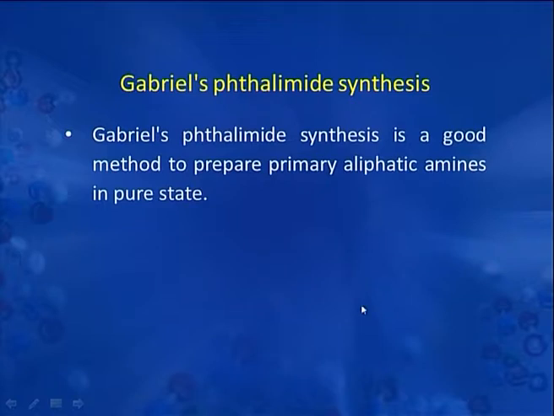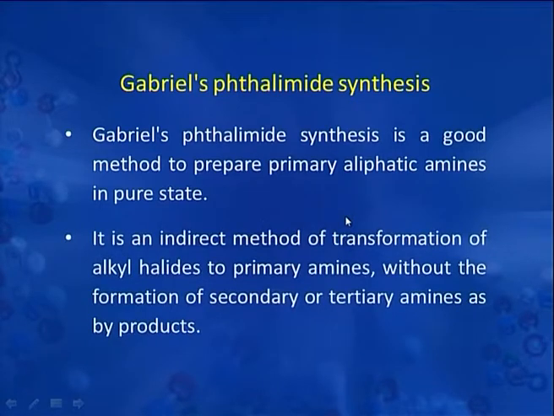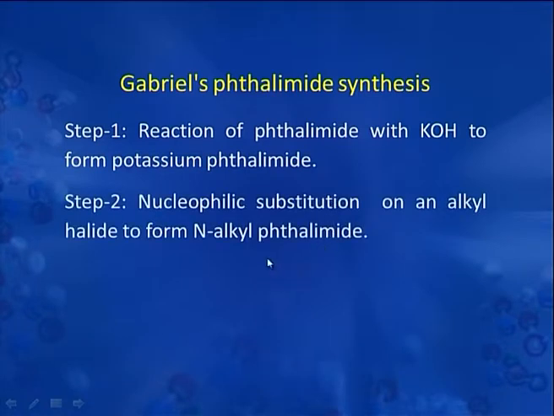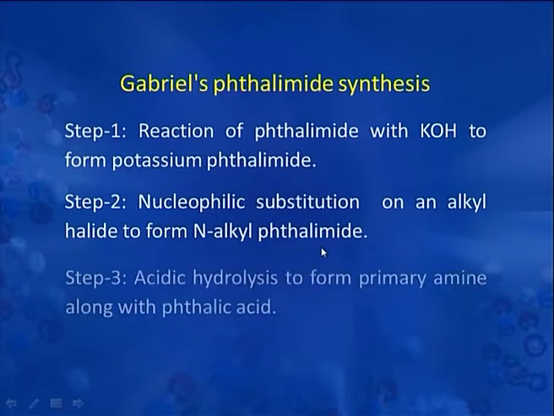We will now discuss Gabriel phthalimide synthesis for the preparation of primary amines. This synthesis is a very good method to prepare primary amines in pure state. It is an indirect method of transformation of alkyl halide to primary amine without the formation of secondary or tertiary amine as byproduct, which we have already seen in case of ammonolysis of alkyl halides. The first step is the reaction of phthalimide with potassium hydroxide to form potassium phthalimide. In the second step, nucleophilic substitution on an alkyl halide takes place and there is formation of N-alkyl phthalimide. In the third step, acidic hydrolysis takes place and primary amine is formed along with phthalic acid.